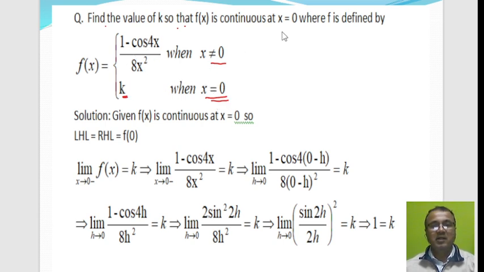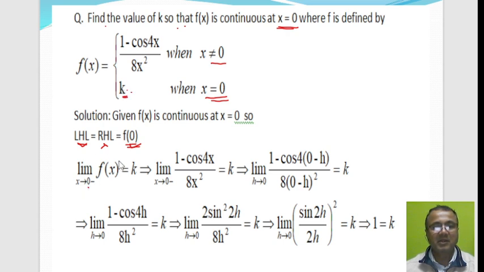Now it is said that the function is continuous at x = 0, isn't it? So the left hand limit and right hand limit must be equal to f(0). Here we are doing only the left hand limit and f(0), omitting the right hand limit. By using these two only, you will get the value of k. The left hand limit is the limit of x tends to 0 minus f(x), and that must be equal to f(0). f(0) here is equal to k only.